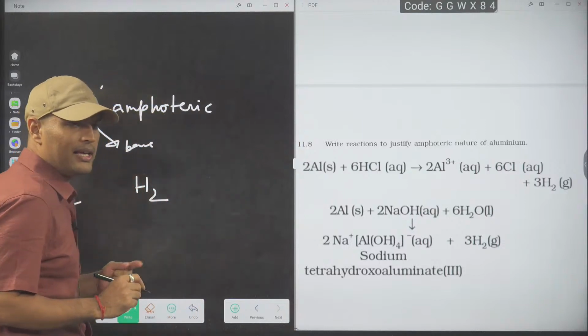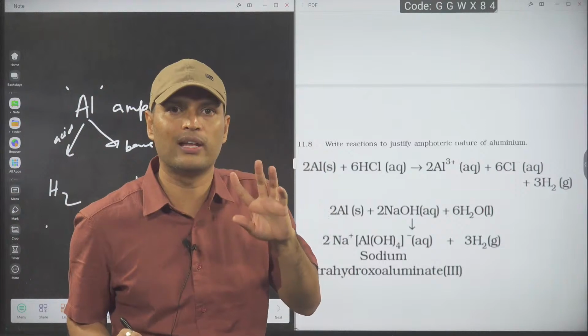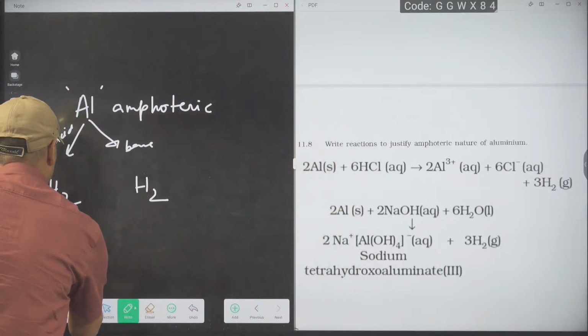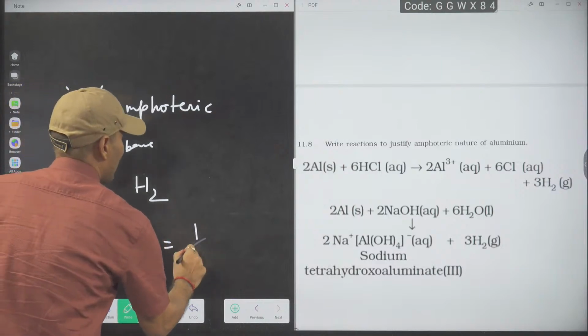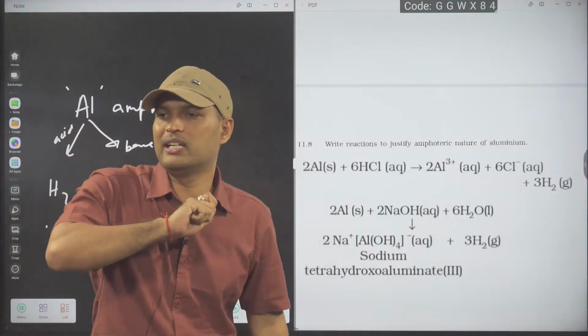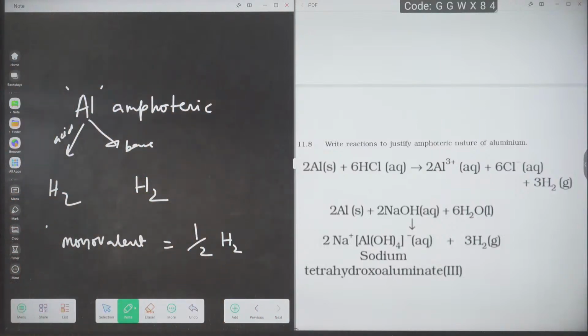So you think like this: if valency is 1, it means monovalent, plus 1 charge, like sodium, you will see it every time. Monovalent means half H2. One positive charge will displace one H plus.